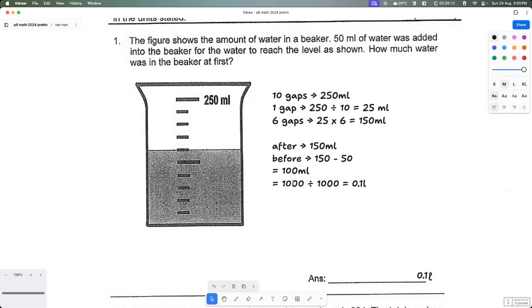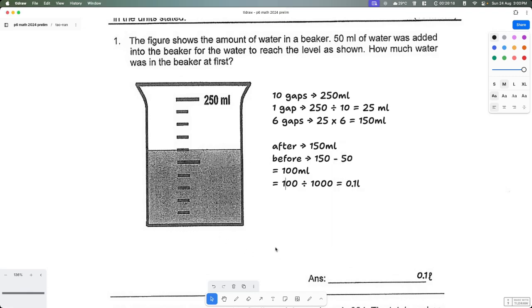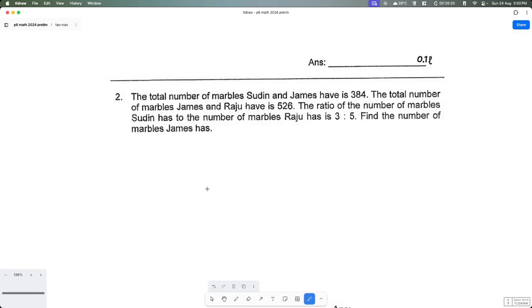So it's not 1000 divided by 100. You can use a calculator: 100 divided by 1000 is 0.1 liters. Okay, let's move on to the next question.